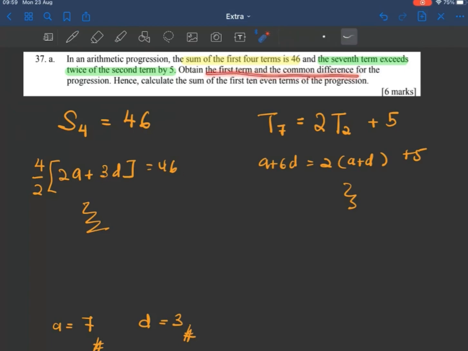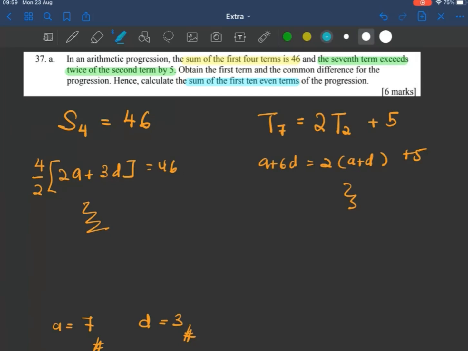Find the first term and common difference of the progression. Hence, so bila soalan cakap hence, we must use what we have already obtained before, which is A and D. The question said calculate the sum of the first 10 even terms of the progression. Adakah dia suruh cari S10? Betul sebenarnya, dia suruh cari S10.